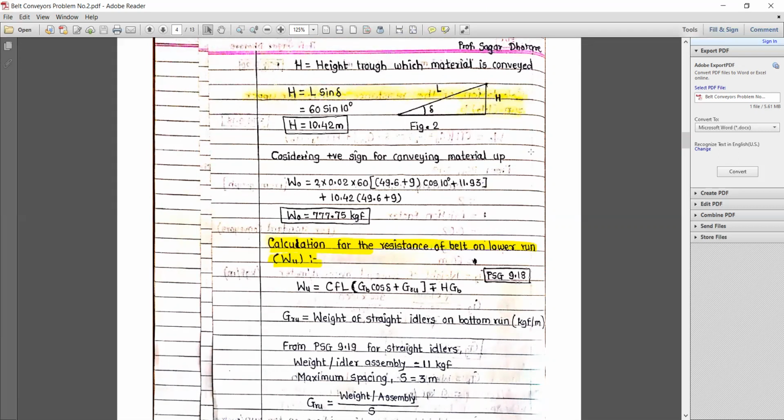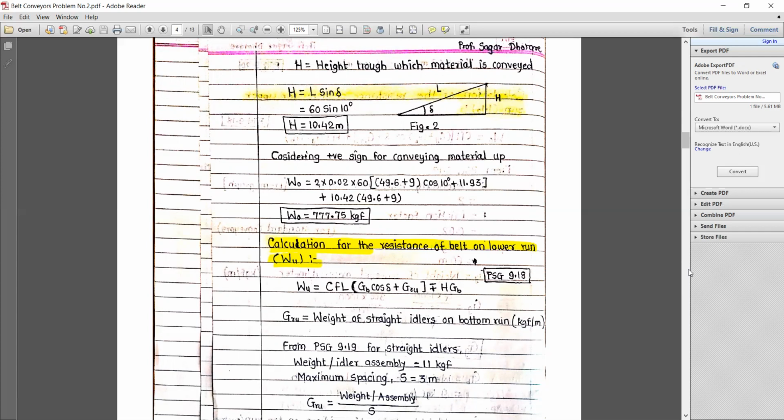Now putting in all the values of C F L, GG, GB, GRO, what we get is W0 is equal to 777.75 kgf. So the maximum resistance of the belt on the upper run is 777.75 kgf. Now similarly, you need to calculate the same resistance for the lower run.